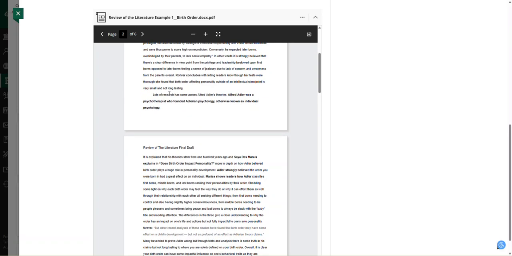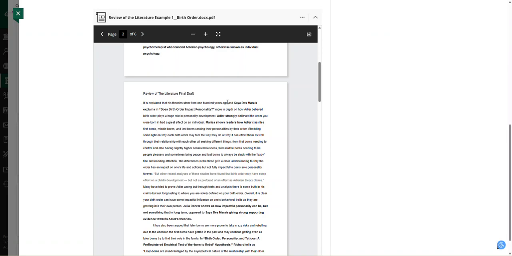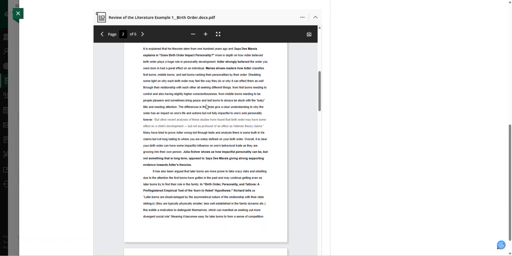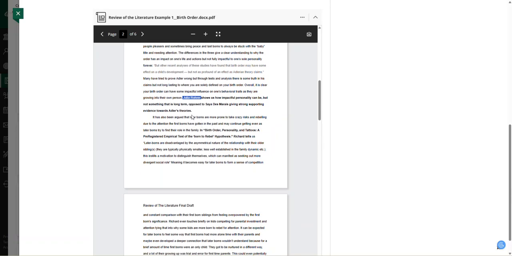Now, from there, the writer makes a move into explaining a little bit about Adler's theory, but also goes into the second source here. Does birth order impact personality? So once again, you see the typical structure here: the summary, the lead-in, a quote being used, and also some of the analysis, and also reaching back and talking about some of Julia Rohrer's findings and what she has to say, and puts those in the conversation here. This is the synthesis portion of the assignment.